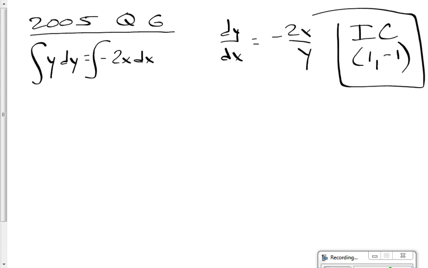Now, did I mention you don't get any points if you don't separate the variables? If you don't separate the variables, you will get 0 out of 5 on this. This is worth 5 points. You promise you will get 0 if you don't separate the variables. You then need to integrate both sides. That's the second point. Integral of y, dy.